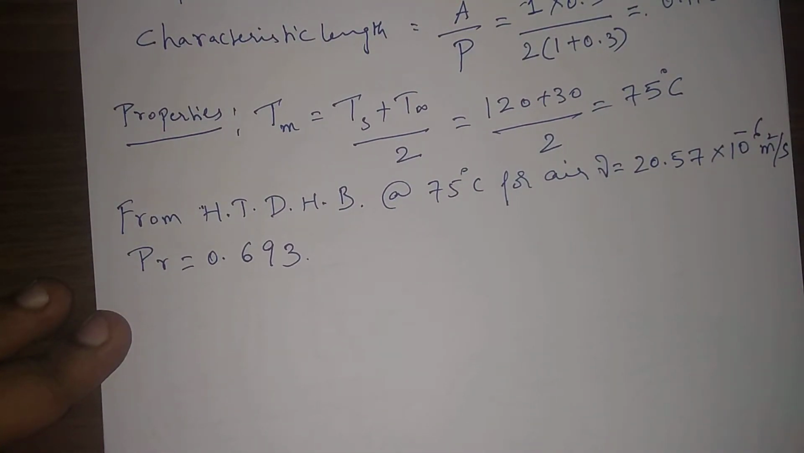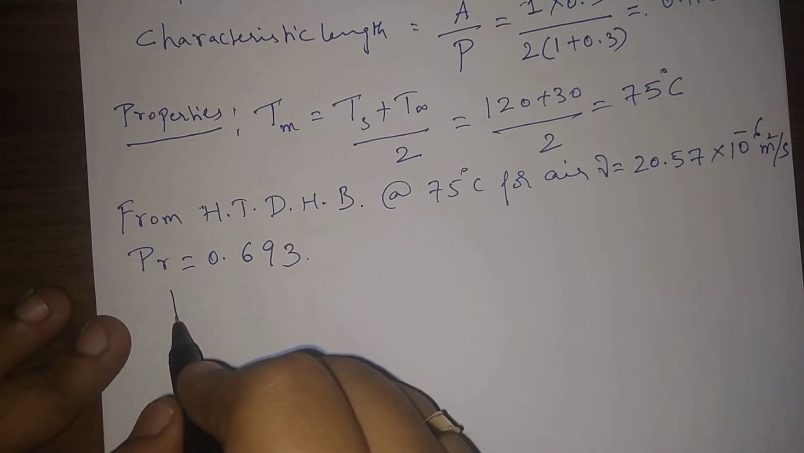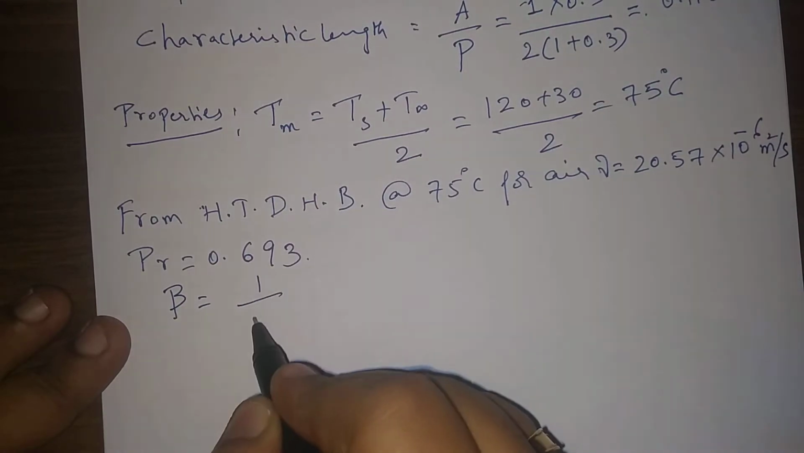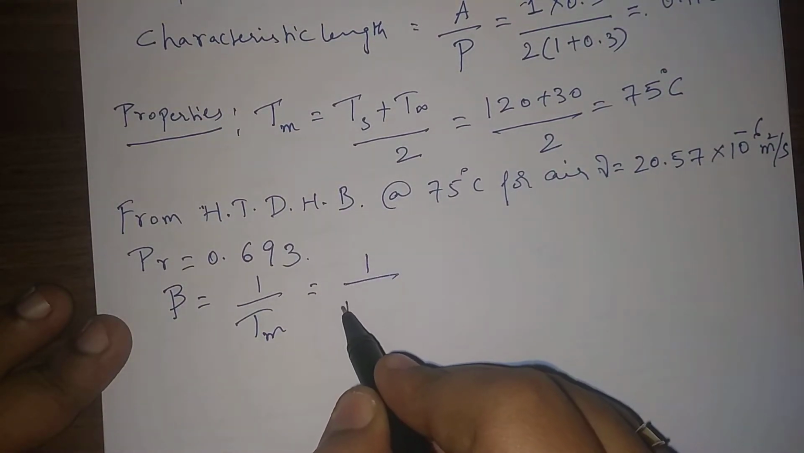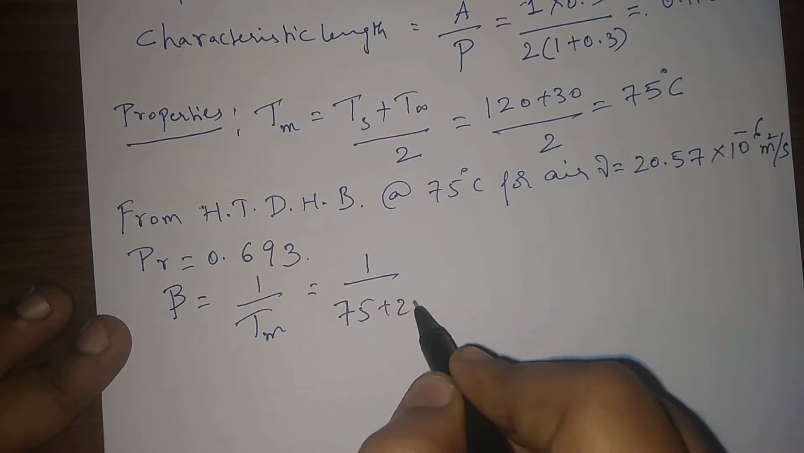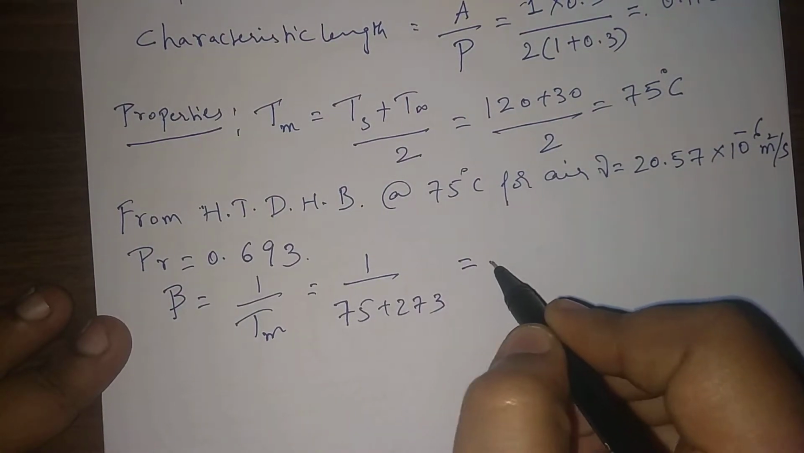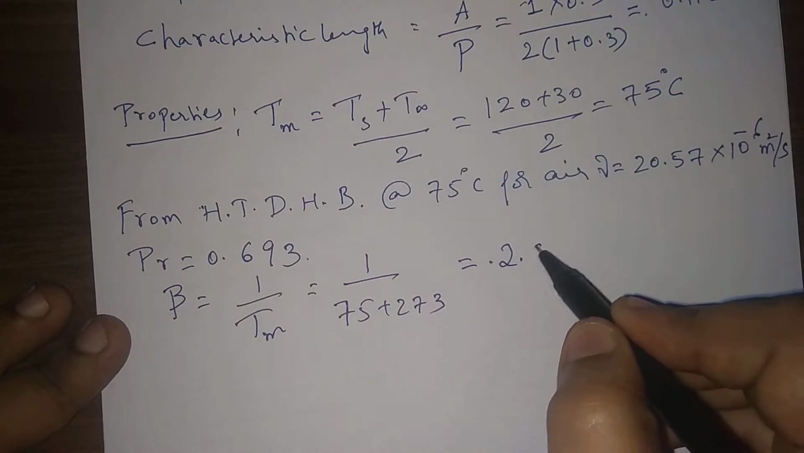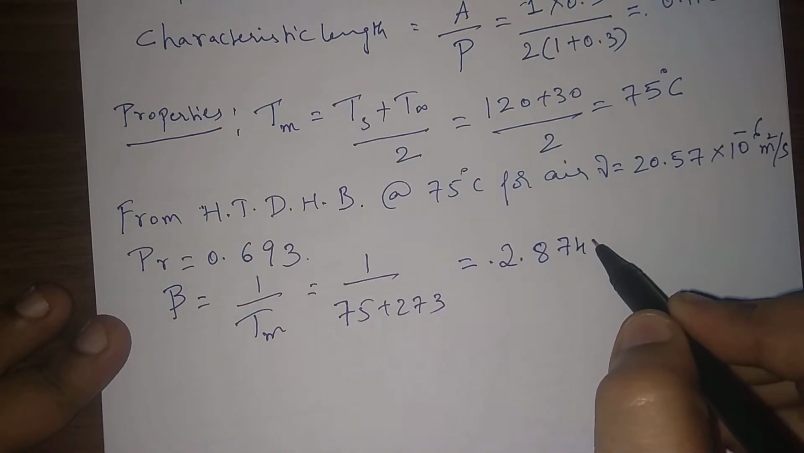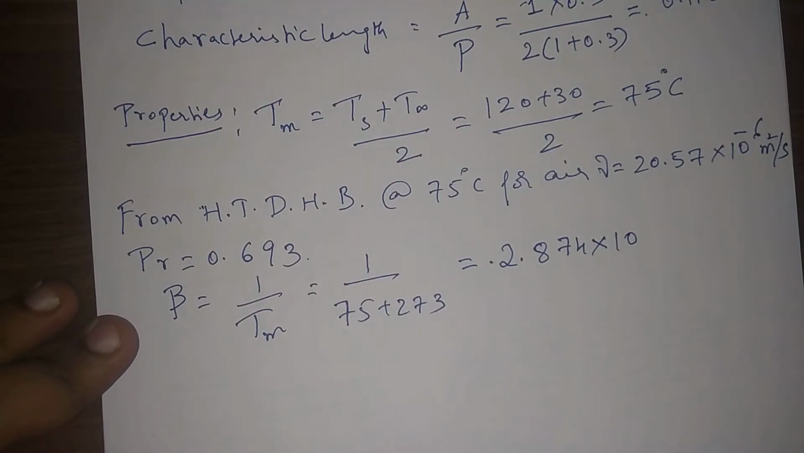Next thing is we need to calculate what is called beta. So how do we calculate beta? Beta is 1 by Tm, so it should be in Kelvin. So it is 1 divided by 75 plus 273, which is equal to how much? After calculating, you're going to end up with 2.874 into 10 to the power of minus 3.